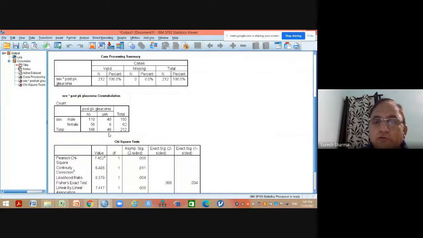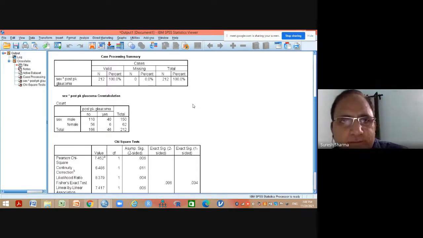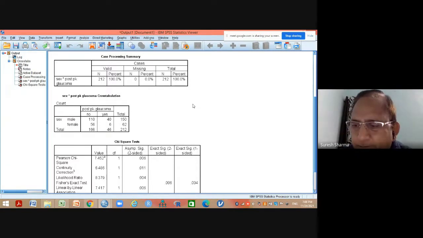And if I want to see which ones are having more, you can see from here. Out of 150, 40 males are having glaucoma. But out of 62, only 6 females are having. So it is more prevalent in male as compared to female. So that's why there is association. So there is definitely association between the gender and post-PK glaucoma. That is the result of this experiment. That is called chi-square.